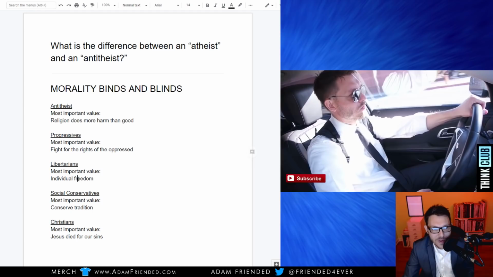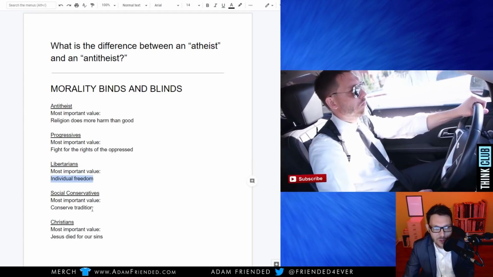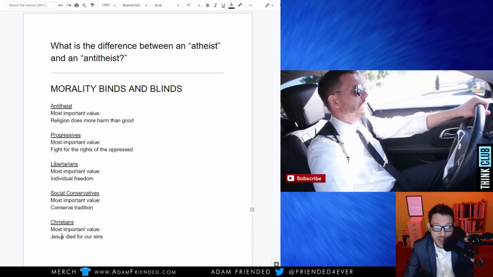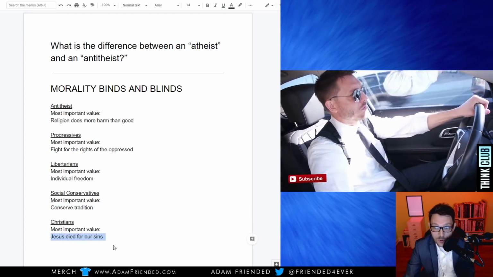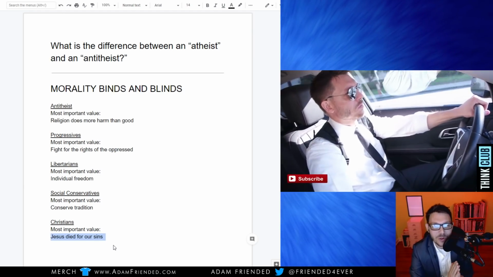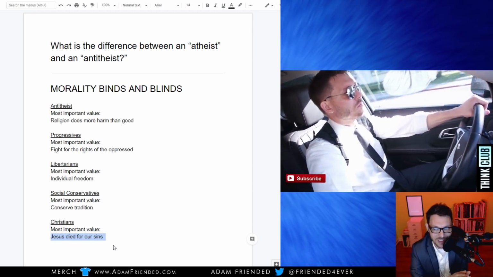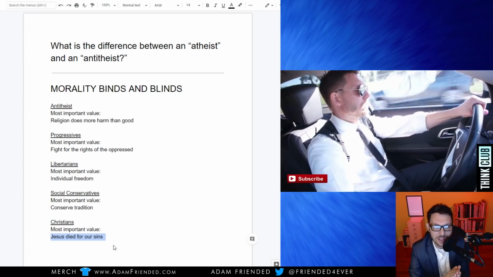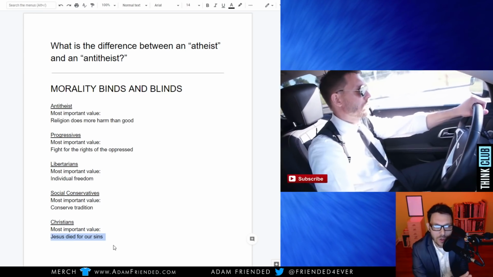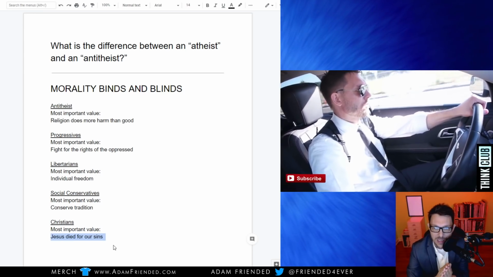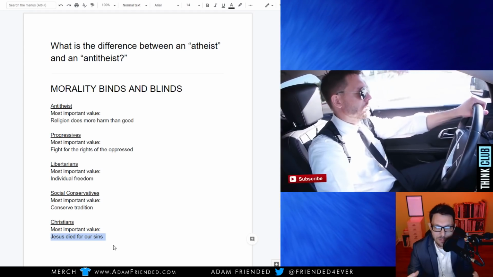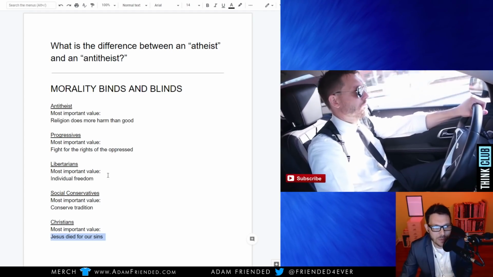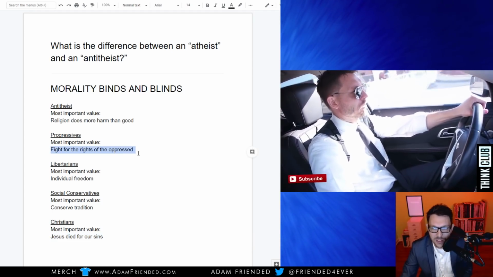So libertarians' highest value is individual freedom. Social conservatives' highest value is conserved tradition. Christians' highest value is Jesus died for our sins, which is an interesting one. Because if you're an atheist, you don't believe this. This is fiction to you as an atheist. But I would argue that it does less damage in the real world, the fact that it has this supernatural component to it, because it doesn't affect the real world as much as something like this progressive idea.